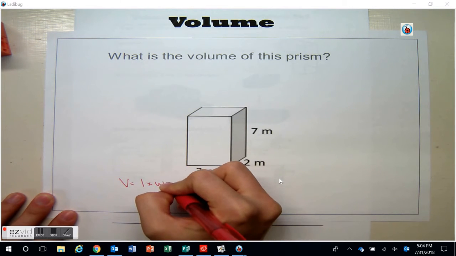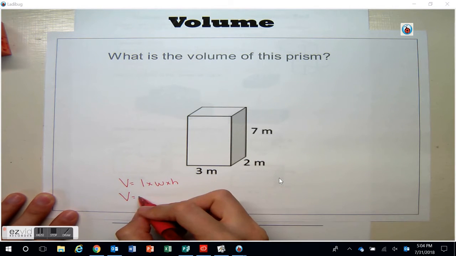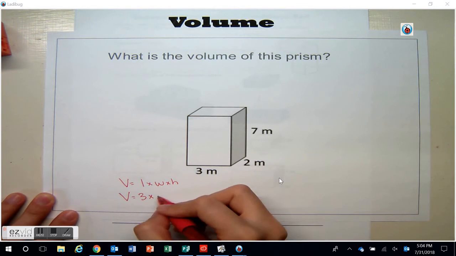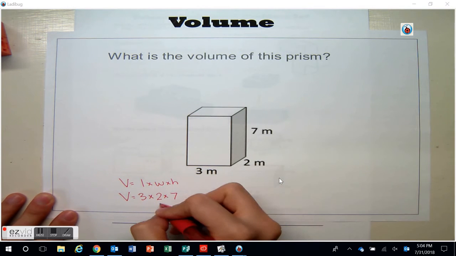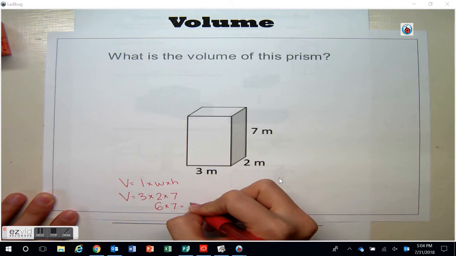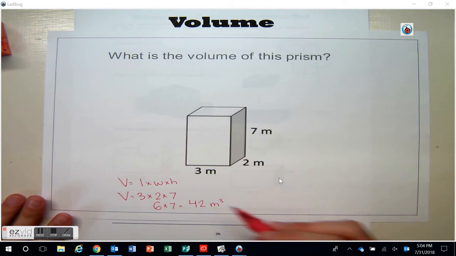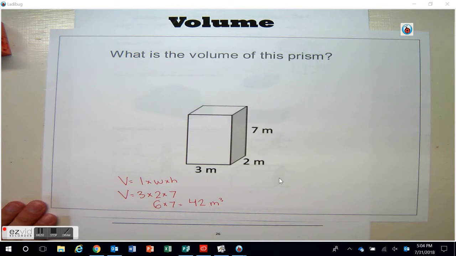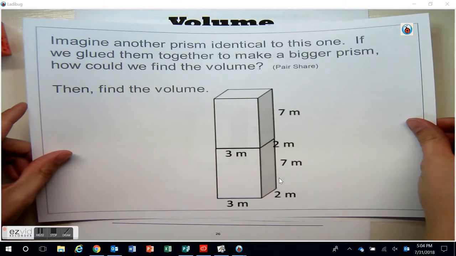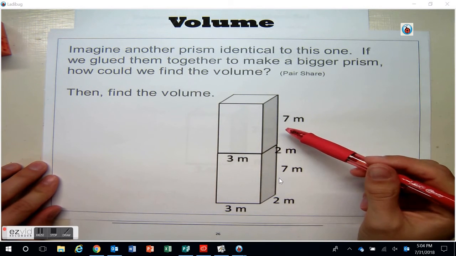Let's look at an example problem here. What is the volume of this prism? Well, let's use our volume formula. I always like to write it down if I can. Length times width times height. And let's plug it in. 3 length times width, 2, times height, which is 7. 3 times 2 is 6. 6 times 7 gives us 42 meters cubed. Well, that's the volume of this shape.